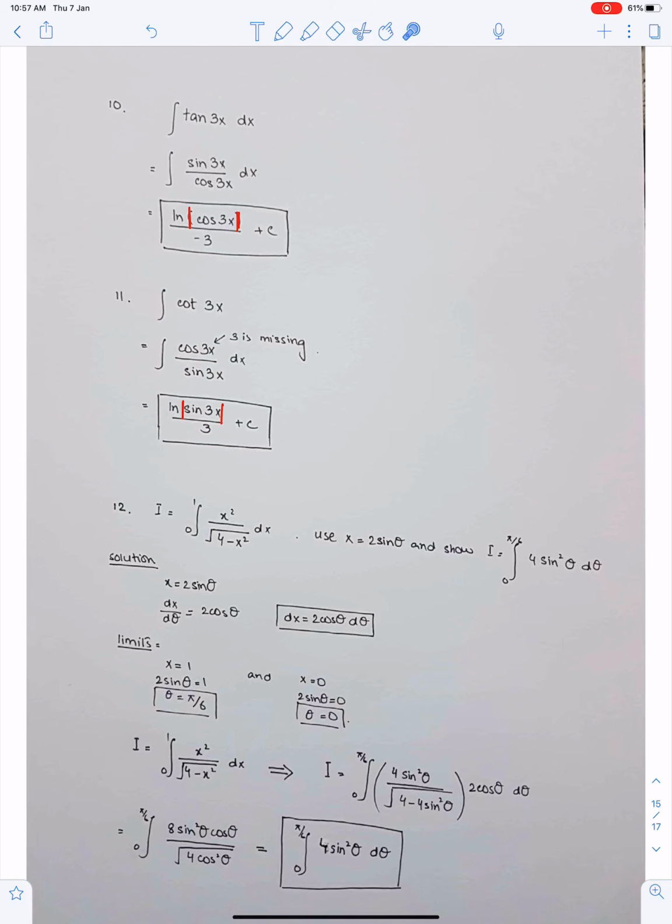And this is a question of substitution. Substitution is given, x is equal to 2 sine theta. So you know how to solve these types of questions. First differentiate x to get dx, change the limits, and you know how to integrate sine squared theta.